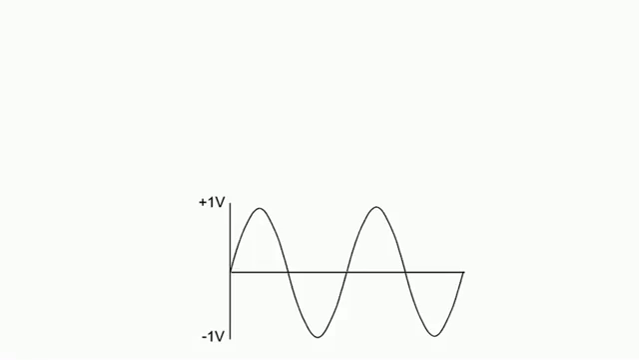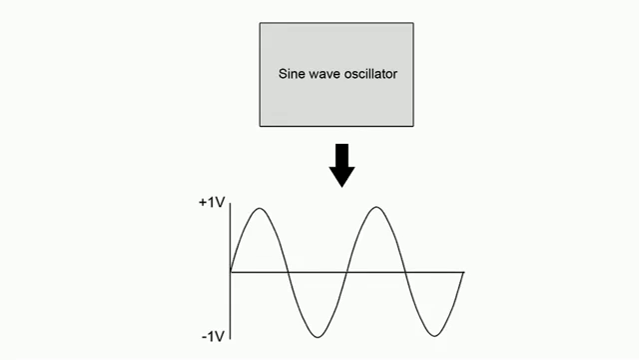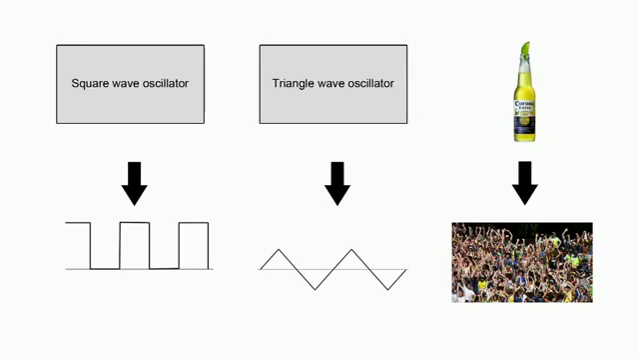In the context of electrical engineering, the oscillations that we care about are voltages moving back and forth. For example, here's a sine wave that is oscillating from plus 1 volt to minus 1 volt back and forth. An oscillator is a circuit that would generate a repetitive back and forth waveform like this. And just so you know, it doesn't necessarily have to be a sine wave. An oscillator can generate a square wave, triangle wave, Mexican wave, whatever.